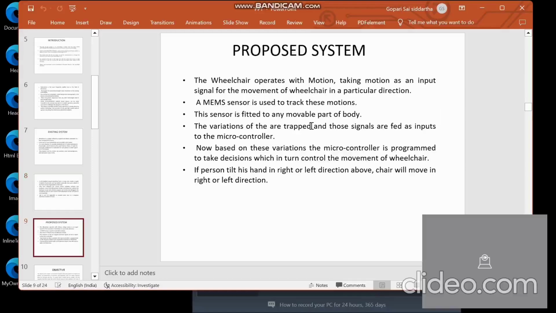So now let us see the proposed system. The wheelchair operates with motion, taking motion as an input signal for the movement of the wheelchair in a particular direction. A MEMS sensor is used to track this motion. This sensor is fitted to any movable part of the body. The variations of that are trapped and those signals are fed as inputs to the microcontroller. Now, based on these variations, the microcontroller is programmed to take decisions which in turn control the movement of the wheelchair. If the person tilts his hand in the right or left direction, the chair will move in the right or left direction.